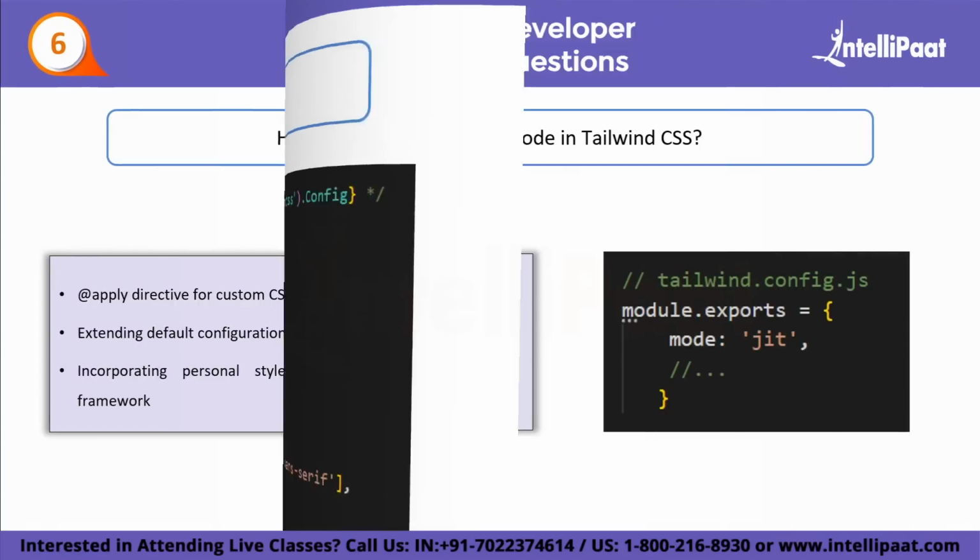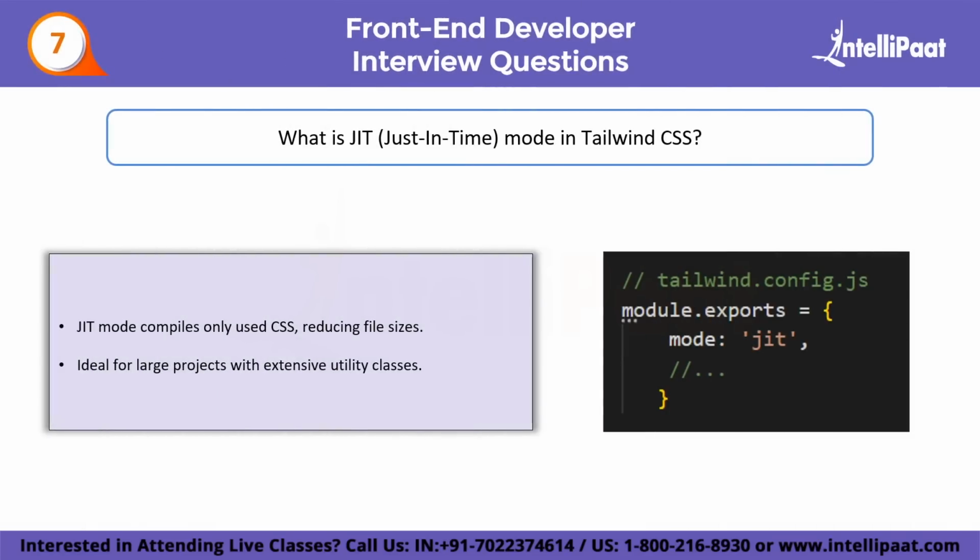Moving on to the next question. What is JIT or just-in-time mode in Tailwind CSS? The answer to this question is, JIT or just-in-time mode is a feature that compiles only the CSS that is actually used in your project, resulting in significantly smaller file sizes. It is especially useful for large projects with a wide range of utility classes.